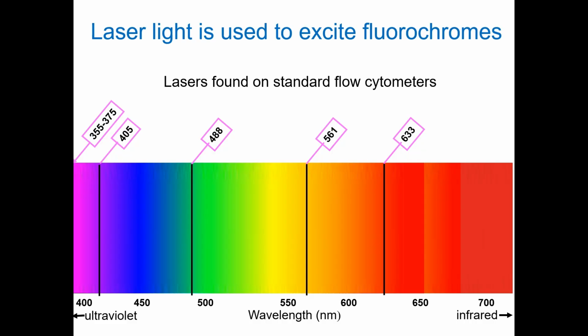Laser light is used to excite fluorochromes on a flow cytometer, and these are the lasers found on standard flow cytometers. Originally, cytometers had a 488 nanometer blue laser and a 633 nanometer red laser. More recently, a 405 violet laser is becoming standard on a 3-laser instrument. The high-end 5-laser and up instruments now have an added 561 yellow-green laser and a UV or a near UV laser that can be 355 to 375 nanometers.